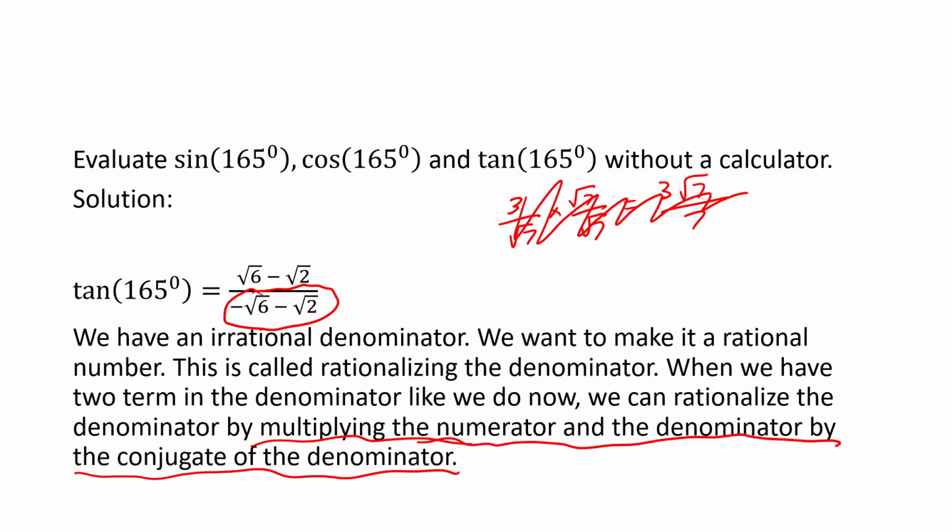Okay, what is the conjugate of the denominator? Before I go to the next slide, I'll just show you that when you have two terms, let's say a minus b, the conjugate is a plus b. If we have the two terms a plus b, the conjugate would be a minus b. If we had the two terms negative a minus b, the conjugate would be negative a plus b. And so you see, all we're really doing to get the conjugate when we have two terms is just changing the sign in front of the second term.